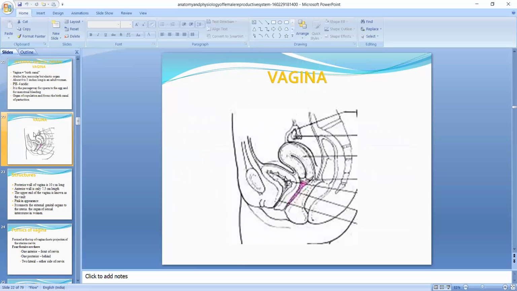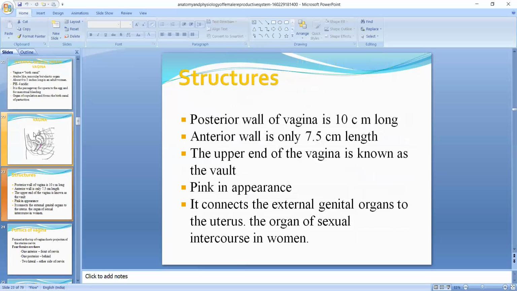You can see here in this picture the vagina, and it is composed of two walls, the anterior and posterior wall. The anterior wall's length is 7.5 centimeters, whereas the posterior wall's length is 10 centimeters. Both are normally adequate at the time of copulation, delivery, and fertilization. The vagina is open, pinkish in appearance inside, and it connects the external genital organ to the uterus.